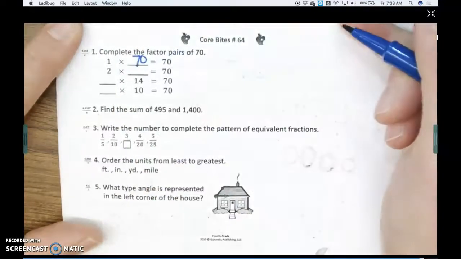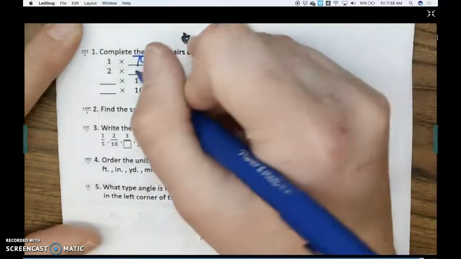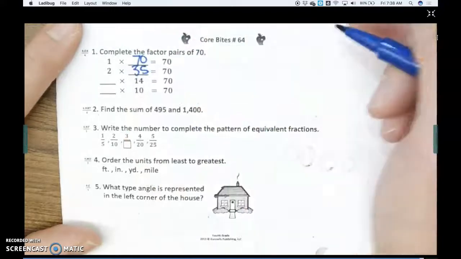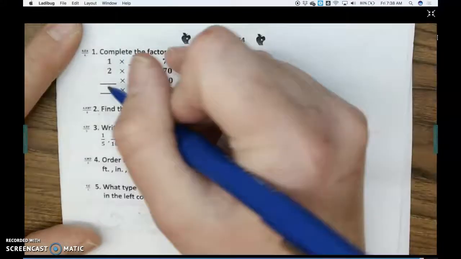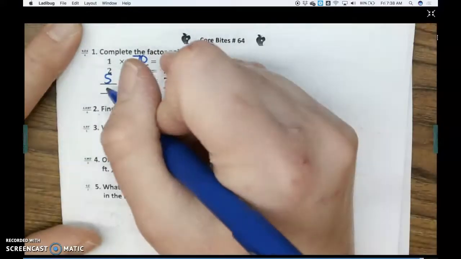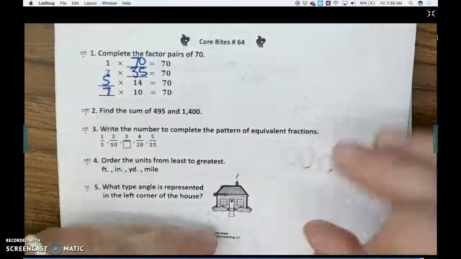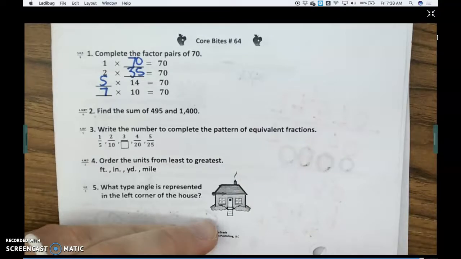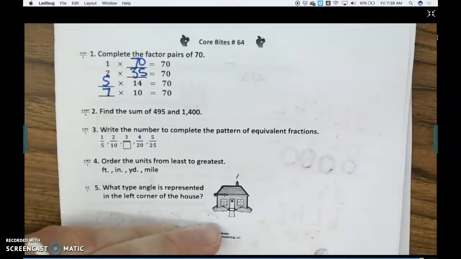So 1 times 70 is 70. 2 times 35 is 70. 5 times 14 is 70. And then 7 times 10 is 70. So guys, make sure you practice your multiplication so you can remember some of those.